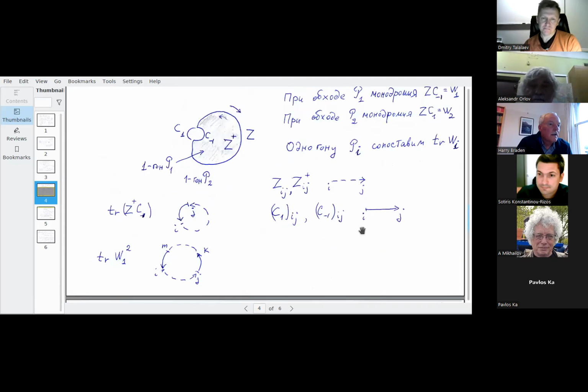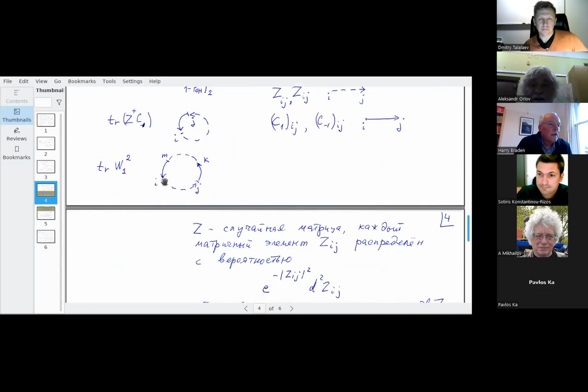So we have these monodromies, and we have these traces. Here it is only two arrows: a punctured arrow and then a solid arrow, and here also punctured and then solid. Okay.